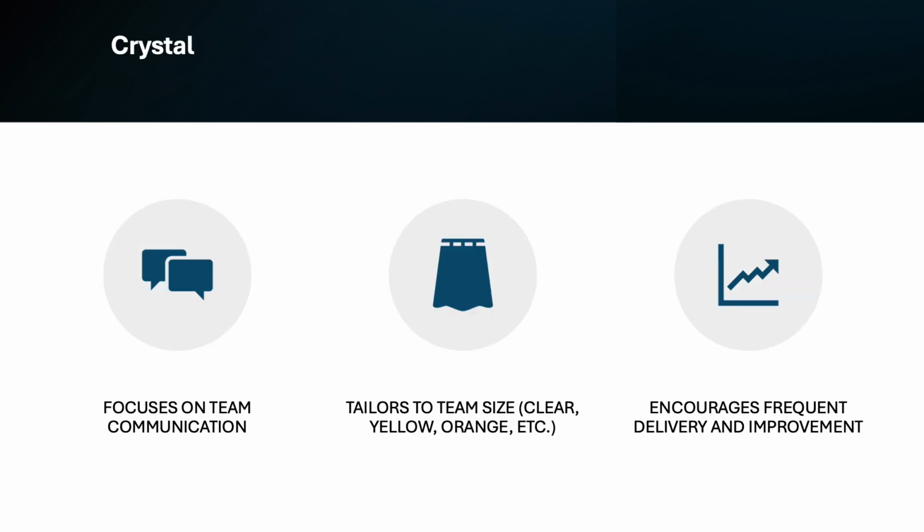Number 7 is Crystal, a collection of Agile methodologies tailored to the size and criticality of the team, focusing on individuals and their interactions, and adaptable to the unique characteristics of each project. Give you an example, a small creative agency uses Crystal's flexibility to adapt their project management approach to different client projects, changing processes based on team size, project complexity, and client needs.